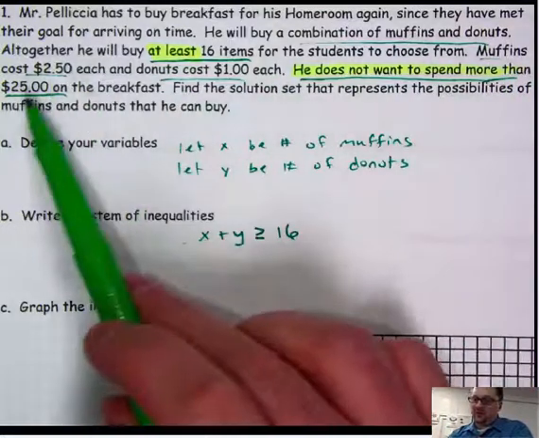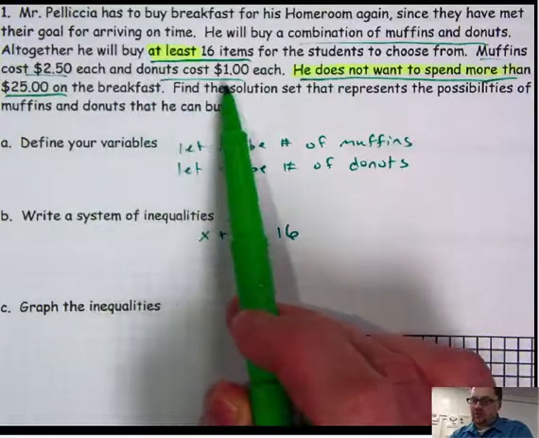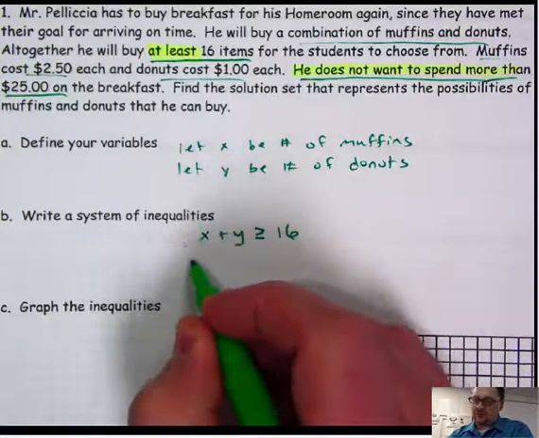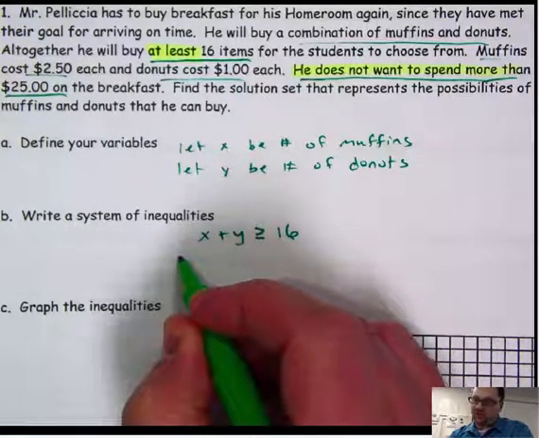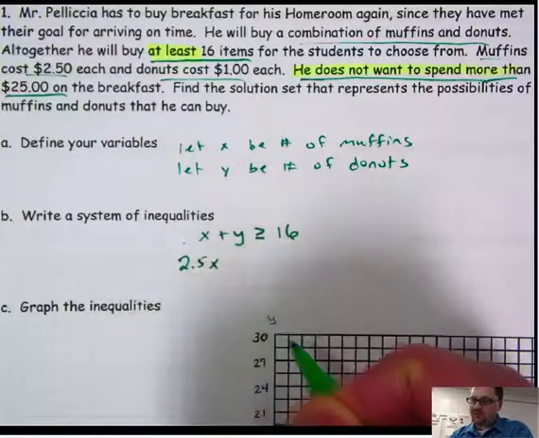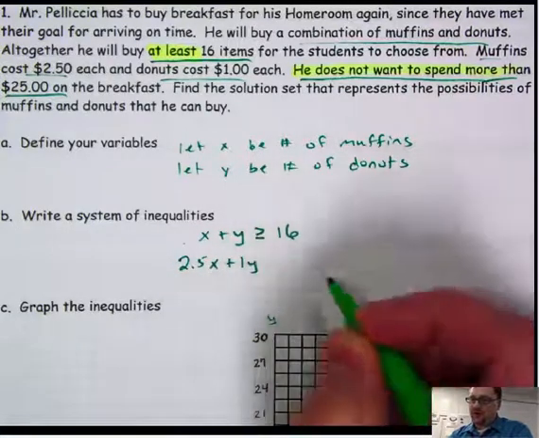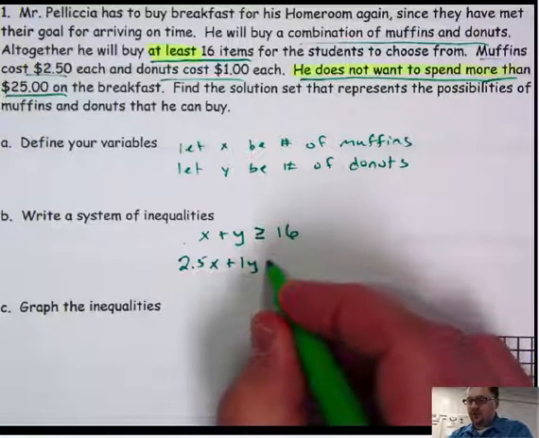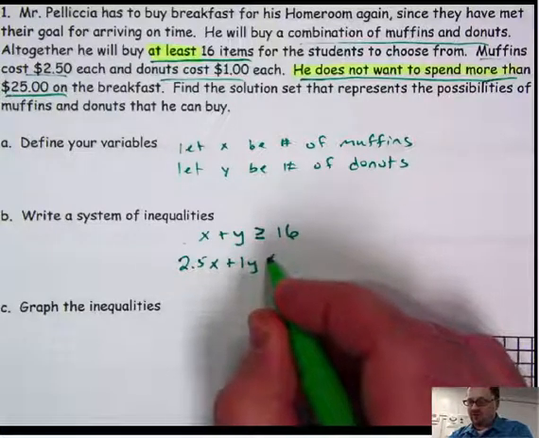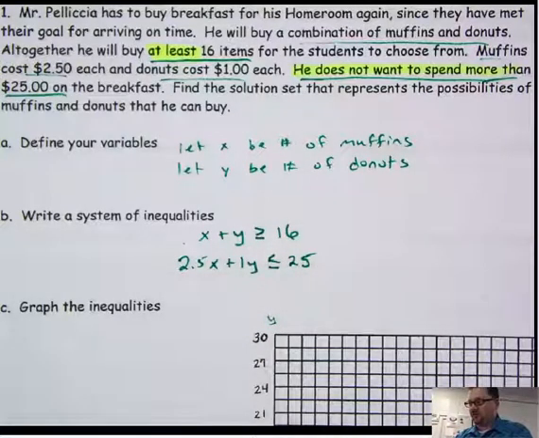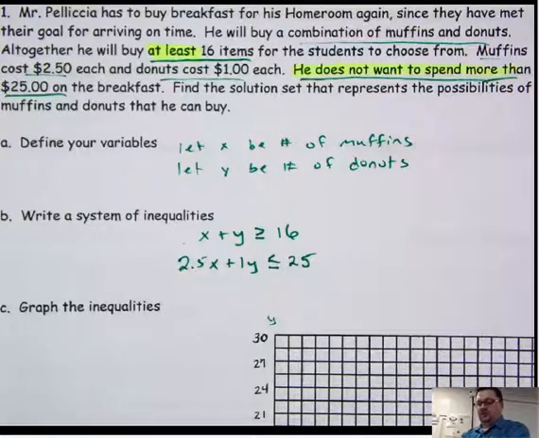And then the other ones, muffins cost $2.50 each, and donuts cost $1 each, and he doesn't want to spend more than $25. So we start by saying that our muffins are $2.50 each. So we take 2.5x, and our donuts are $1 each, so it's 1y. And if he doesn't want to spend more than, that means he'd be willing to spend $25. It'd be awesome if he spent less than $25. So we use the symbol less than or equal to 25. Okay? So there's our system of inequalities.